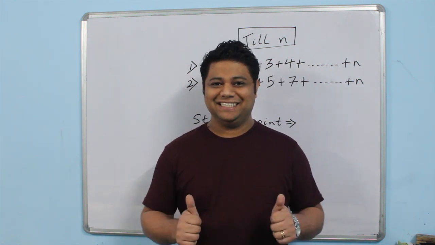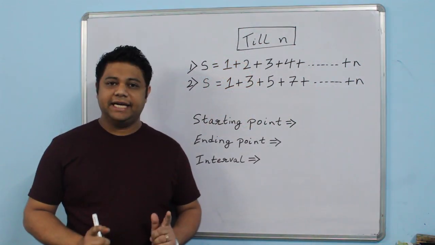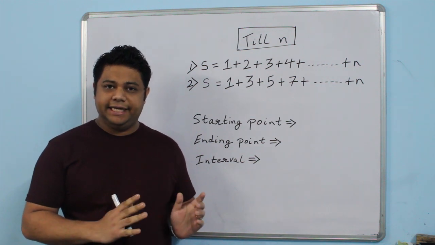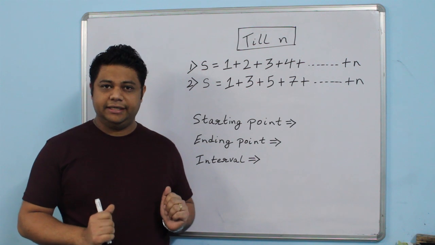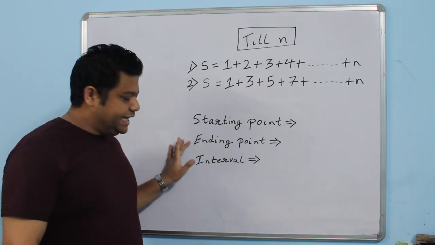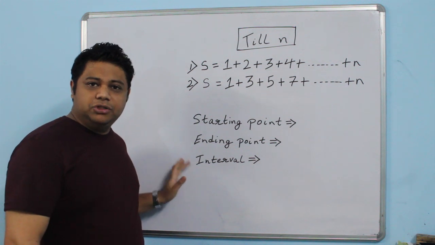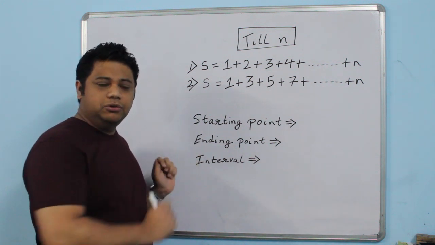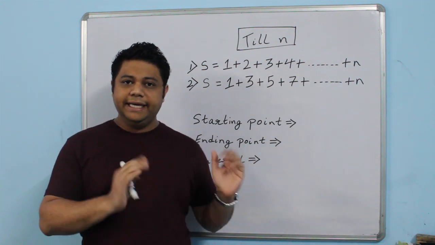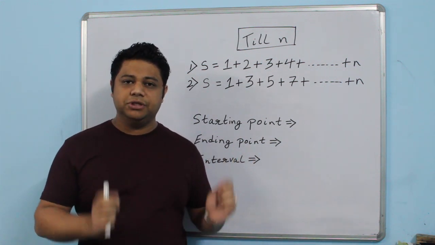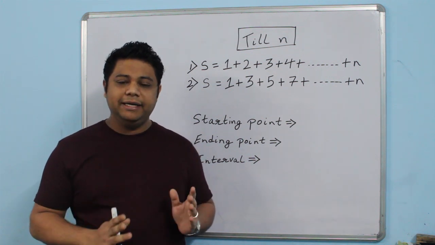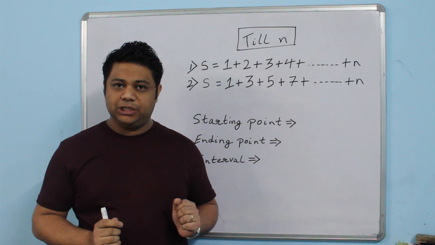So let's start. Before starting any program, first of all we'll discuss some techniques related to sum of series. As you can see on the board, I have written down starting point, ending point and interval. We'll explain how to form these in order to frame a loop. In sum of series, sometimes we can use one loop, sometimes it is necessary to use two loops. We'll look at that as well.